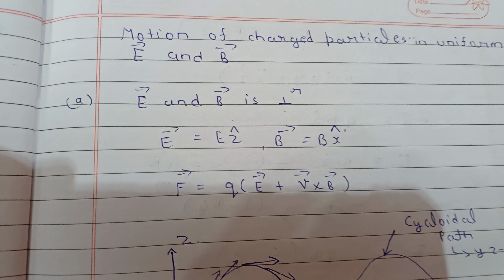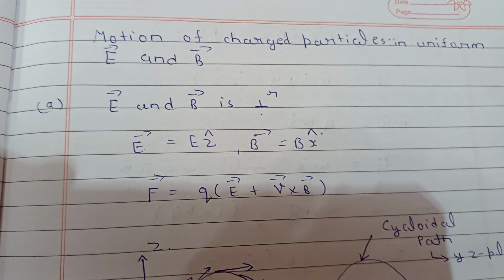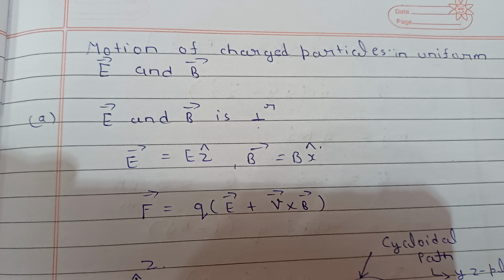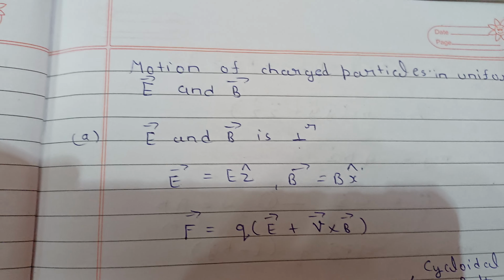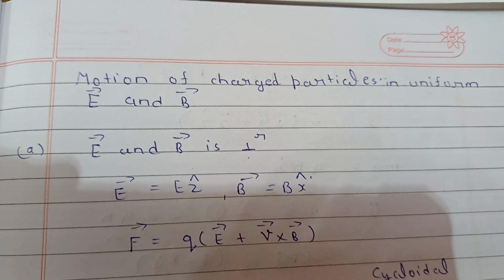So, hello everyone, this is lecture 18 for electricity and magnetism. In the last lecture, we were discussing the motion of a charged particle in the magnetic field. We already discussed the motion in the electric field. Today we will discuss the motion of a charged particle in uniform electric and magnetic fields.